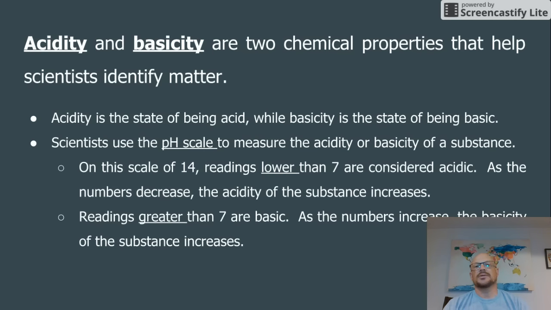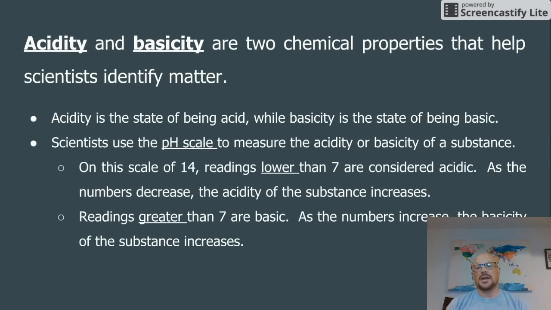Acidity and basicity are two chemical properties that help scientists identify matter. In simple definitions, it seems kind of silly, but acidity is just the state of being an acid. If an element is an acid, it has acidity. If it's a base, it has basicity. While acidity is the state of being an acid, basicity is the state of being a base.